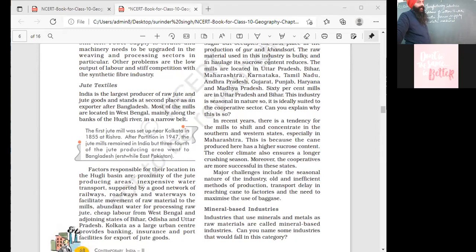Before the partition of the country, India was the leading producer of jute products in the world market. The reason is that the hot and humid weather conditions of deltaic regions of northeastern states are favorable for production of jute. But after the partition, the major jute producing area went to Bangladesh. Now West Bengal is the major producer of jute in India.